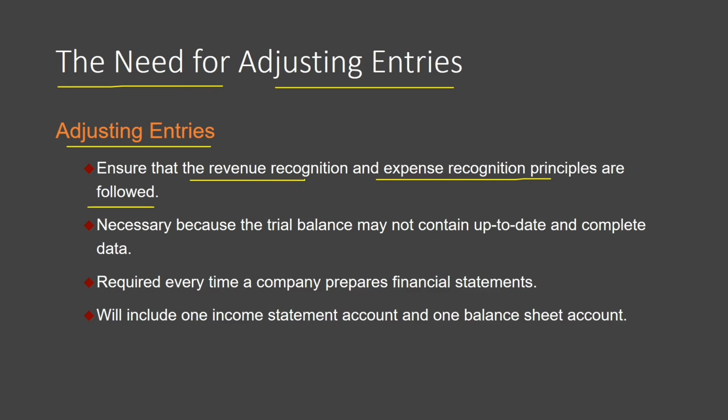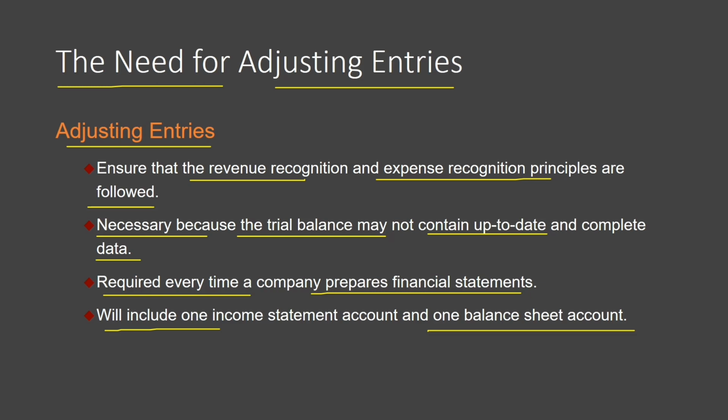That's why we need to adjust the entries. They are necessary because the trial balance may not contain up-to-date and complete data. This is required every time a company prepares financial statements. The accountant will have to prepare an income statement and a balance sheet. So these are the two major financial statements. That's why we adjust the entries.